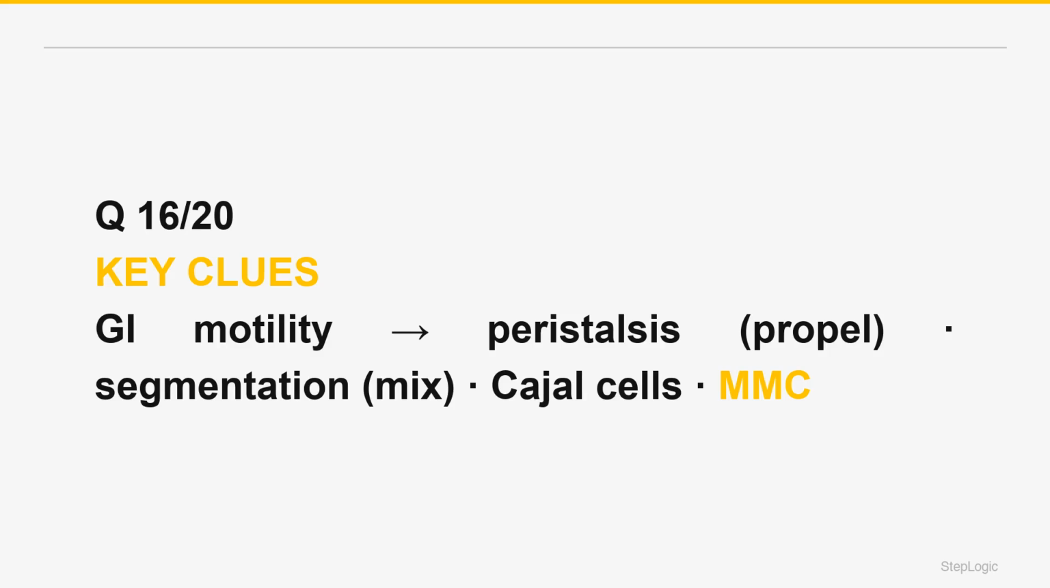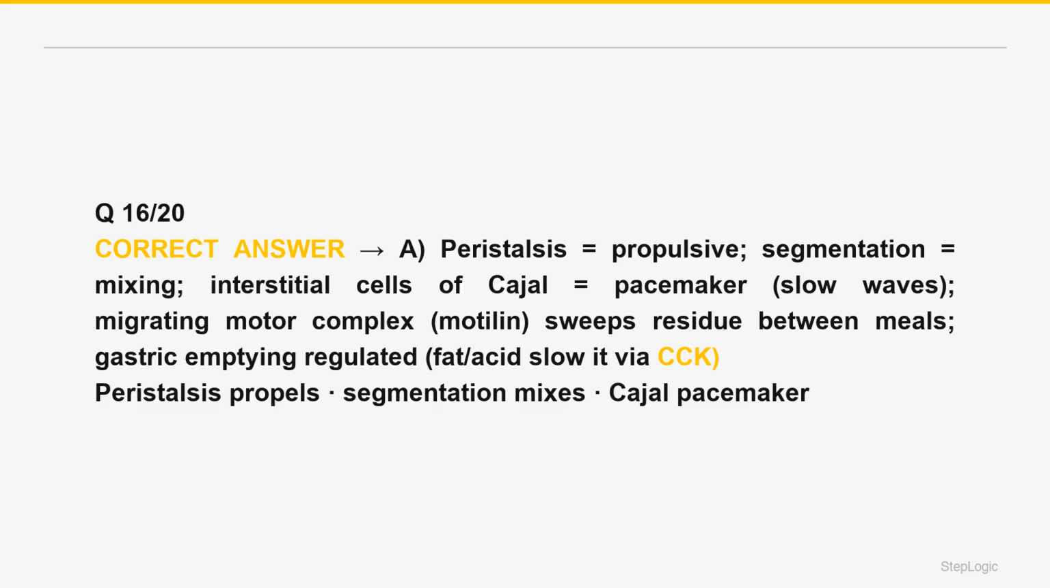GI motility serves two functions handled by two patterns. Peristalsis is the coordinated propulsive wave, contraction behind and relaxation ahead of the bolus, that moves contents along the tract. Segmentation is rhythmic, non-propulsive contractions that locally churn and mix the chyme with digestive secretions and bring it into contact with the absorptive mucosa, predominant in the small intestine for digestion and absorption. The underlying rhythm, the basal electrical slow waves, is generated by the interstitial cells of Cajal, the pacemaker cells of the gut. The correct answer is A.